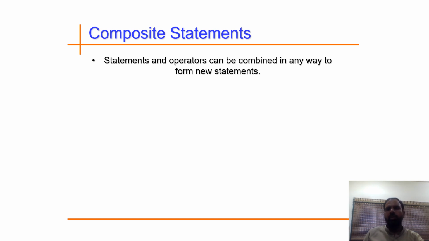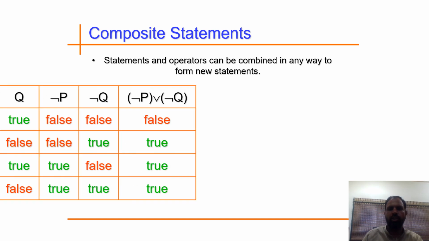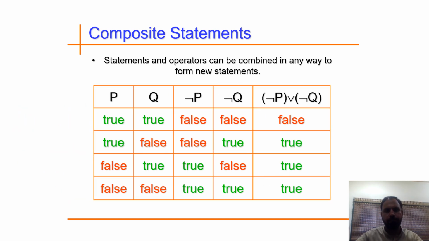Statements and operators can be combined in any way to form new statements. We can also combine these statements in any way to form new statements like this. These are the values for P, these are the values for Q, which we already discussed in the previous slides. Negation P. Do you understand about this? Yes, we discussed it in previous slides.